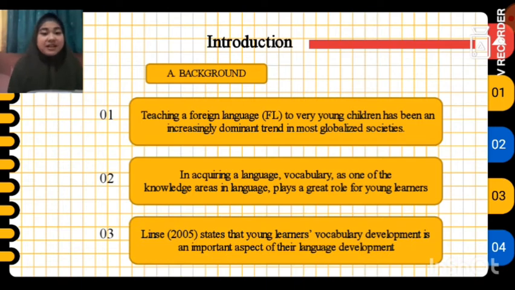Number three, Li 2005 states that young learners' vocabulary development is an important aspect of their language development. So, little is known about the efficiency of strategies used to explicitly teach new vocabulary words in a foreign language to young learners.